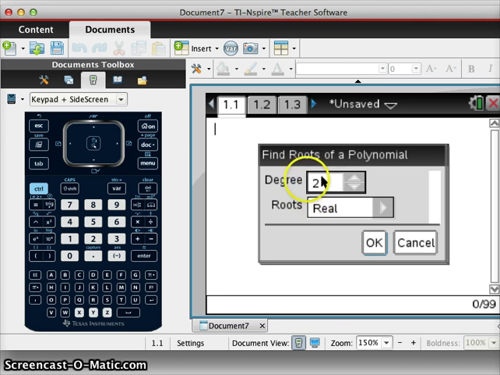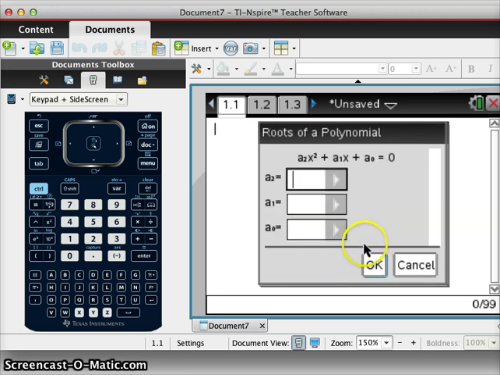Realize we're working with a quadratic, so our degree, remember our highest exponent, is a 2. Our roots, since we probably aren't sure one way or the other, although we already saw the -95, we want to definitely be complex. Real answers aren't going to work for us this time. Go ahead and hit OK. And now all we have to do is enter in our A, our B, and our C.